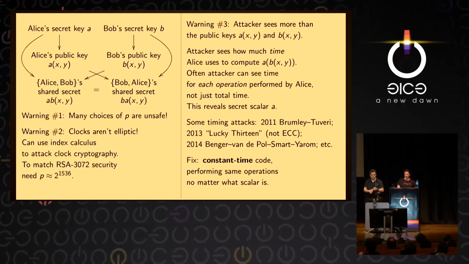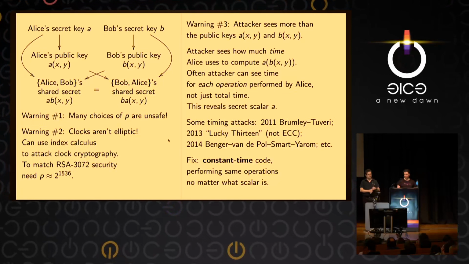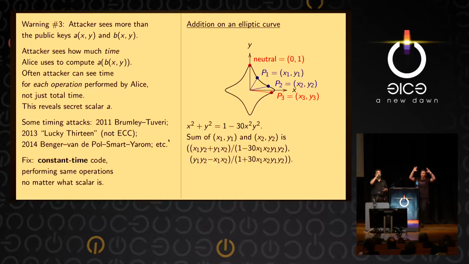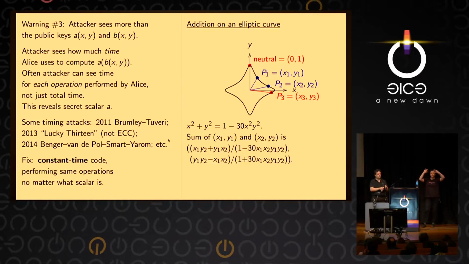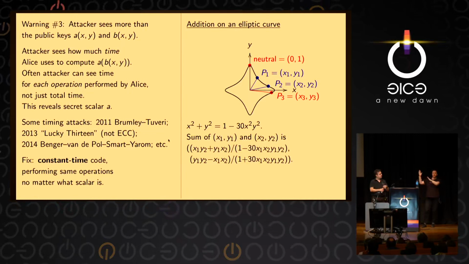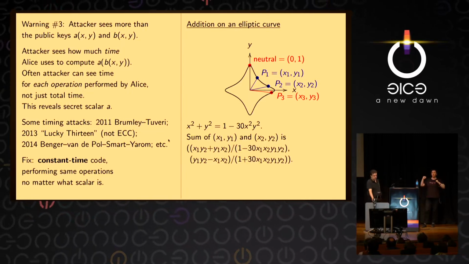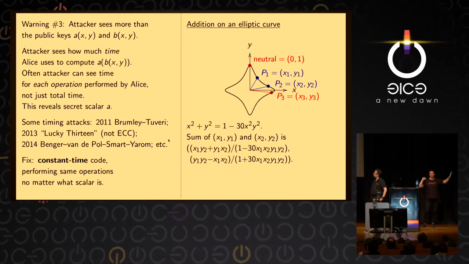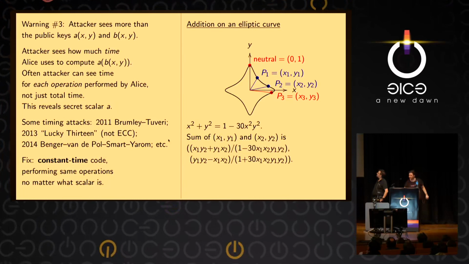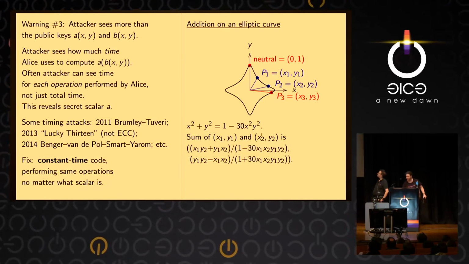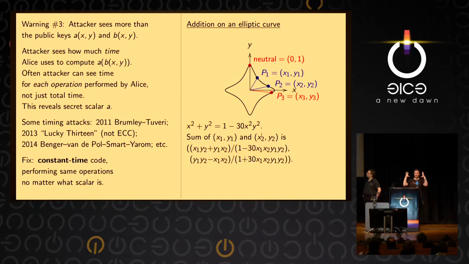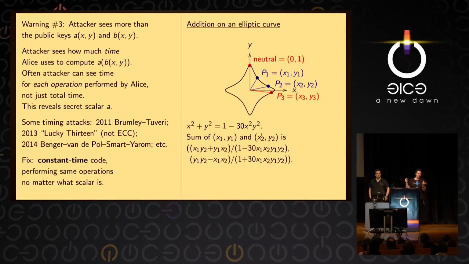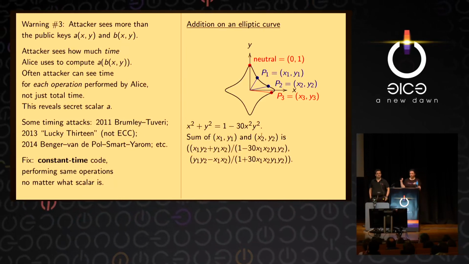Let's go back to warning number 2. Clocks are not elliptic, and let's turn this circle, this clock, into an elliptic curve. So we take the circle and push inwards. Mathematically, we introduce one extra term. Instead of x squared plus y squared equals 1, we say x squared plus y squared equals 1 minus 30 times x squared y squared. This extra term is the difference between a circle and an Edwards curve, an example of elliptic curves.